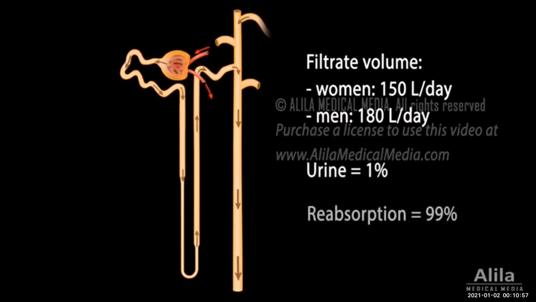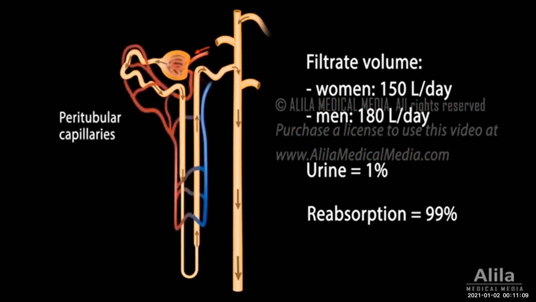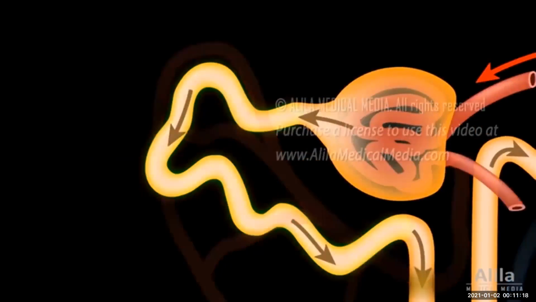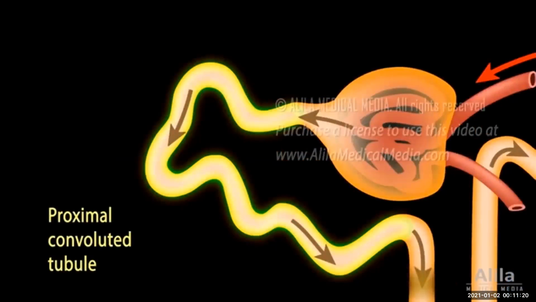The remaining 99% is reabsorbed back to the blood as the filtrate flows through the long renal tubule. This is possible because the efferent arteriole, after exiting the Bowman's capsule, branches out to form a network of so-called peritubular capillaries, which surround the renal tubule. The first part of the tubule, the proximal convoluted tubule, reabsorbs about 2/3 of the filtrate.